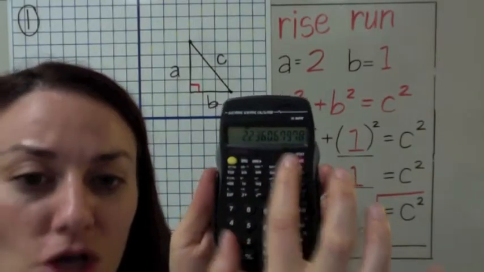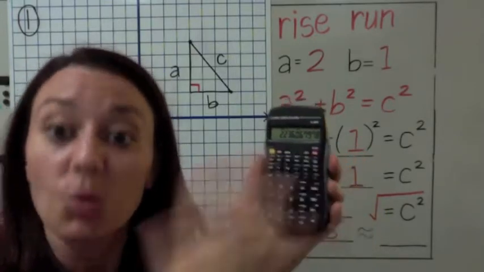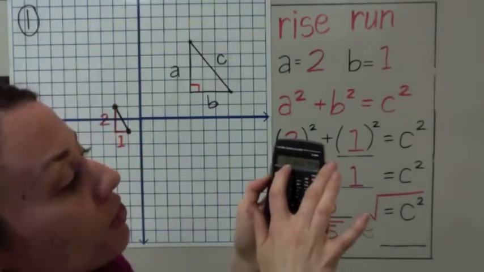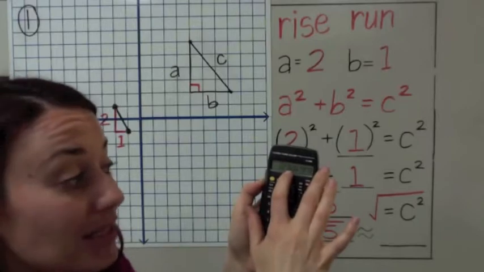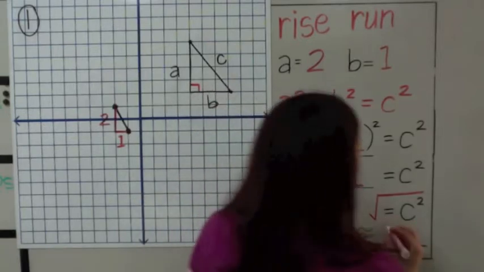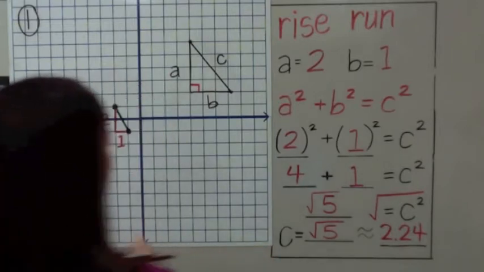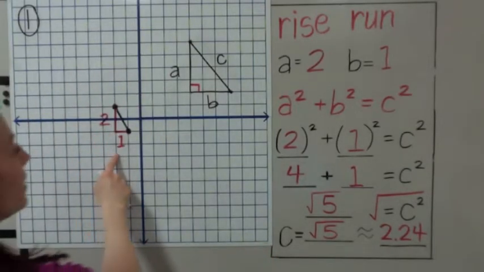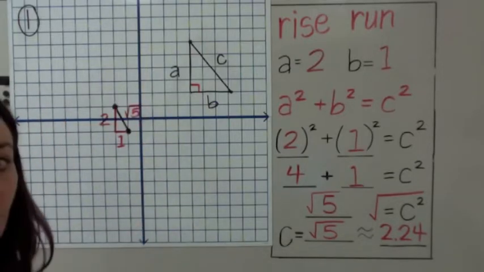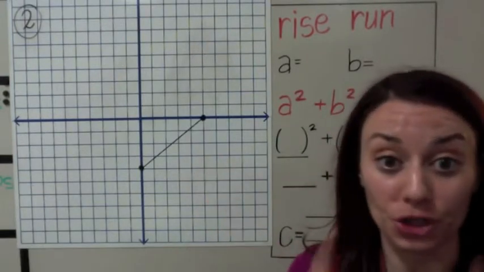It goes on forever. So we're going to round it to the nearest hundredth, which is 2 places after the decimal point, and we're going to round, right? So it's going to be 2.236. So we're going to take that 6 and round up. So the answer is going to be 2.24. All right? Meaning that if this is 2 and this is 1, then this is approximately the square root of 5, right? Or 2.24. Go ahead and get that down.